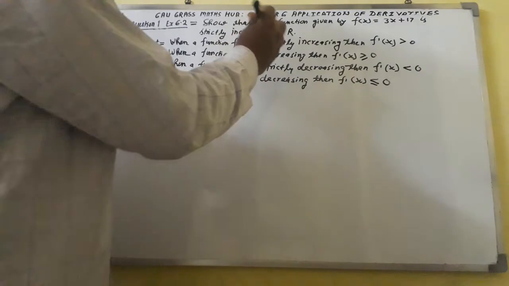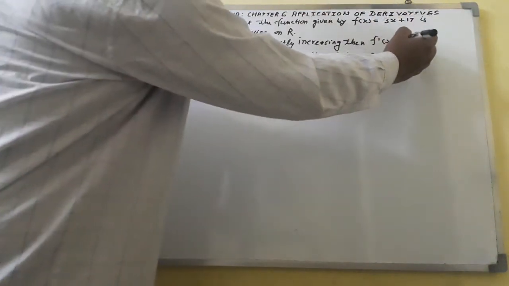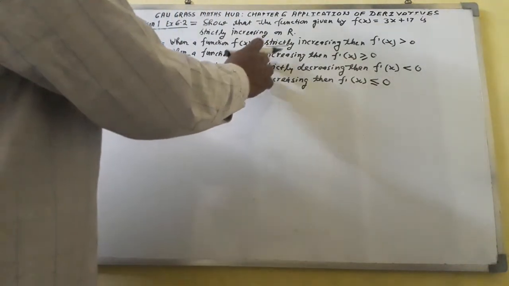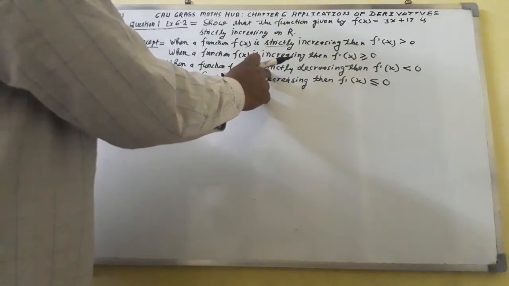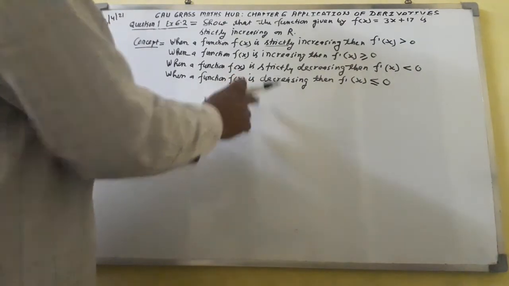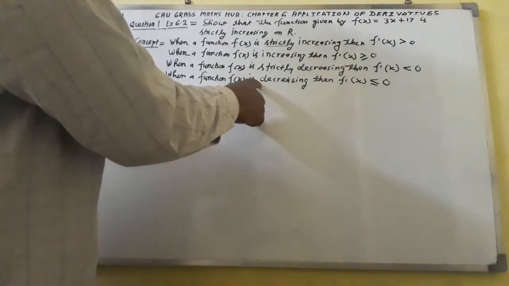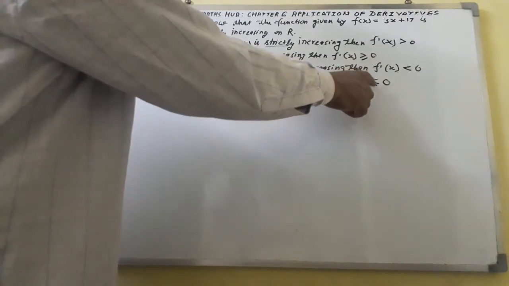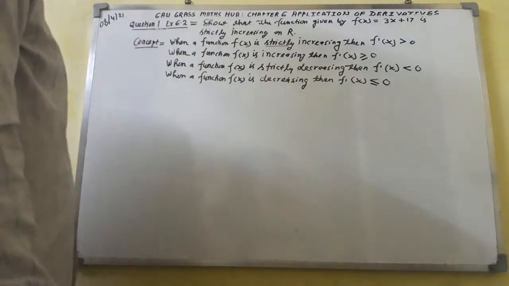Just keep these things in mind. Here the word strictly is there, that's why the greater than sign will be available for f dash x. Here the word strictly is not there, that's why greater than or equal to is used. Here the word strictly is there and the function is decreasing, that's why the less than symbol is used. Here strictly is not mentioned and decreasing is given, that's why f dash of x less than or equal to 0 will be written here. Now come to the question.